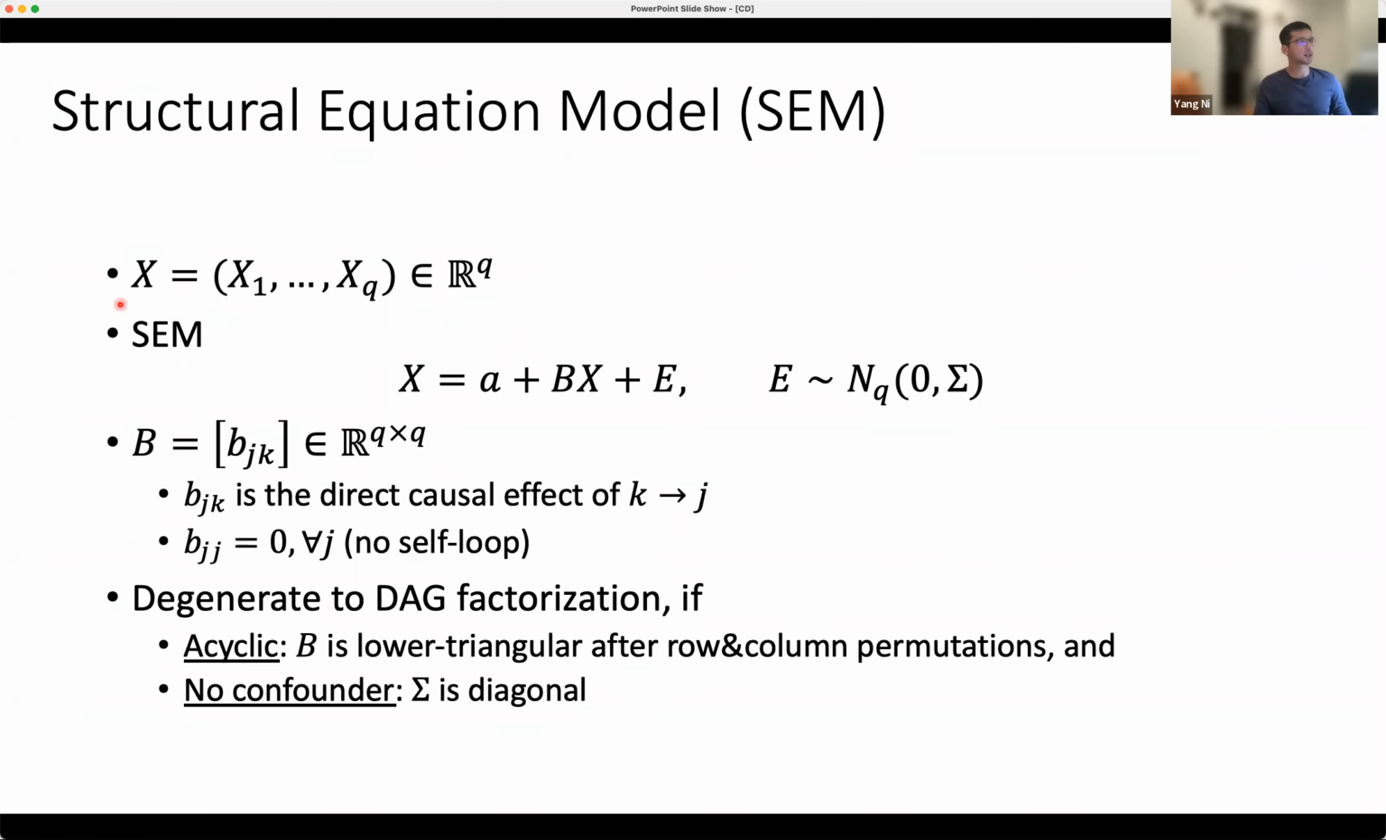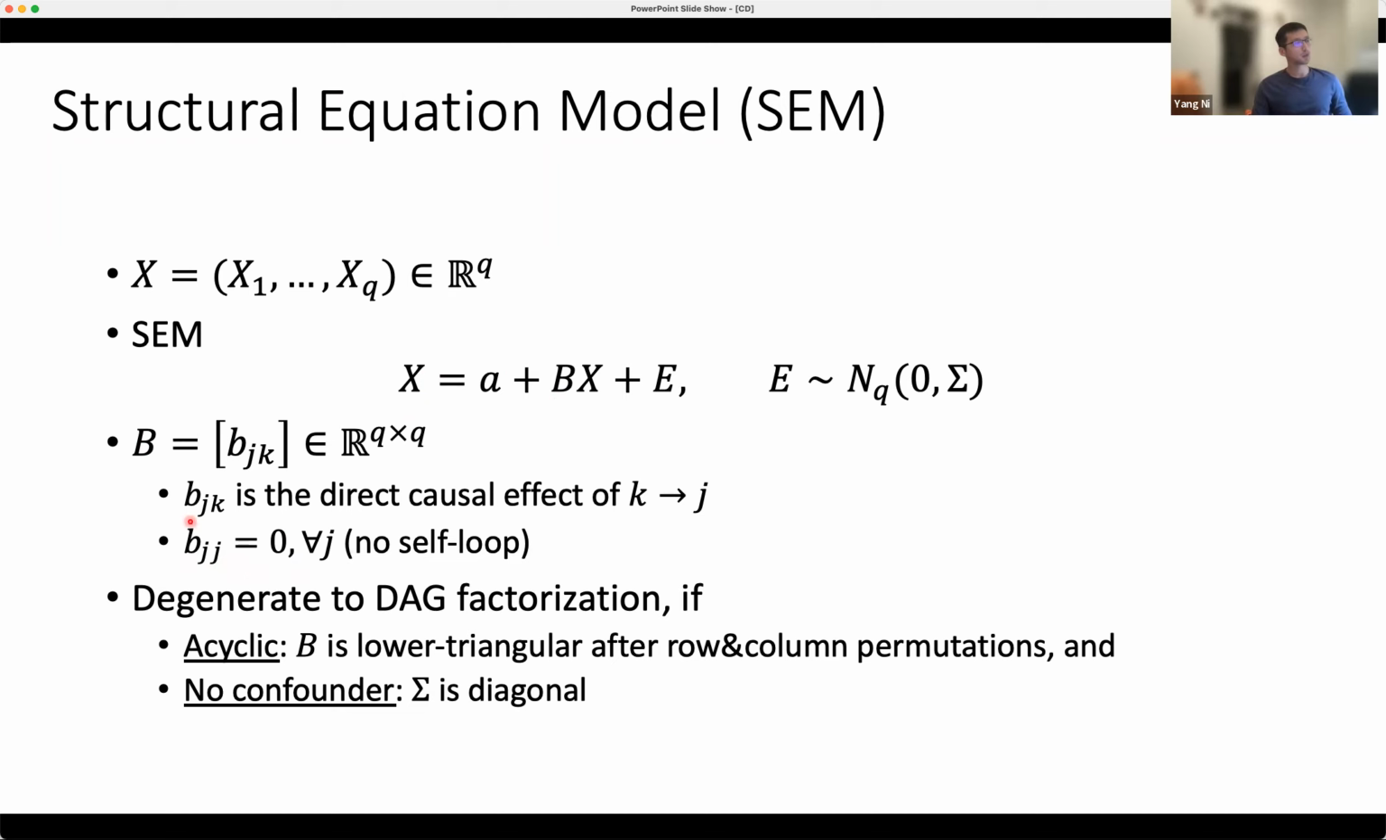For simplicity, we're going to assume in this work that the data is continuous, living in R^q space. We're going to use a structural equation model, which is given by this equation. One thing to notice is that this x vector appears on both sides of the equation. That's the key, and for that reason, we can model cycles. This B matrix is the key quantity of interest. It's q by q, and the only assumption we make is that the diagonal is 0.